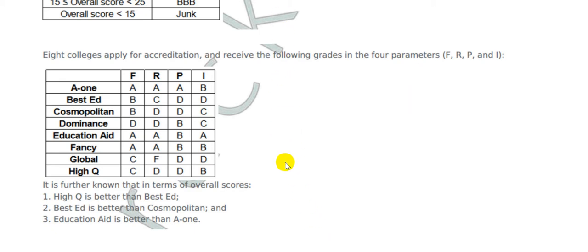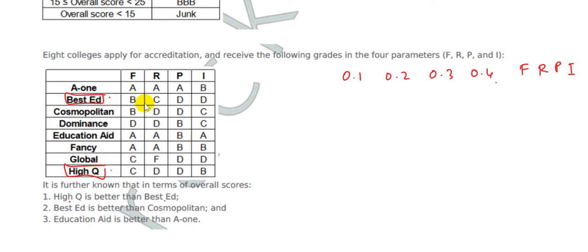So that means I have to create a table which will give me the scores. But before that I have to decide on the weightage. Weights are 0.1, 0.2, 0.3 and 0.4. Now I have to decide between F, R, P and I, which weight goes to which one. So for that, let's look at the clues. High Q is better than Best Ed. So we are comparing Best Ed with High Q.